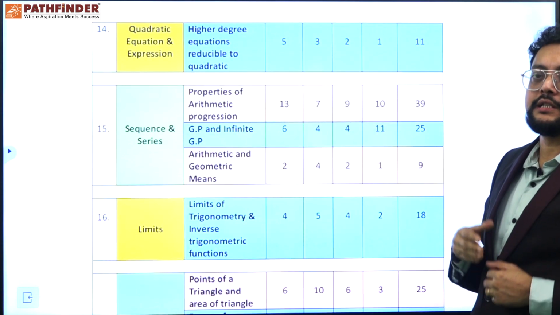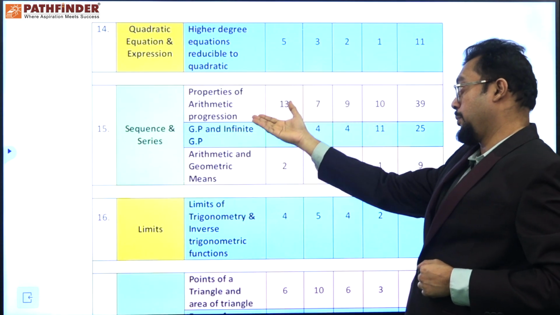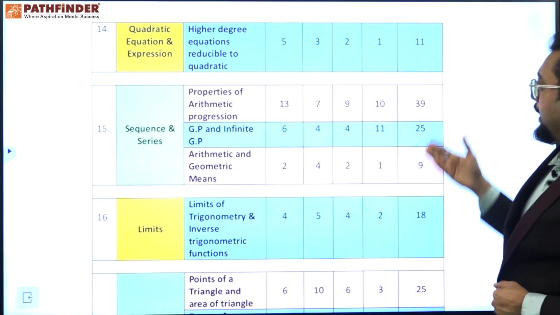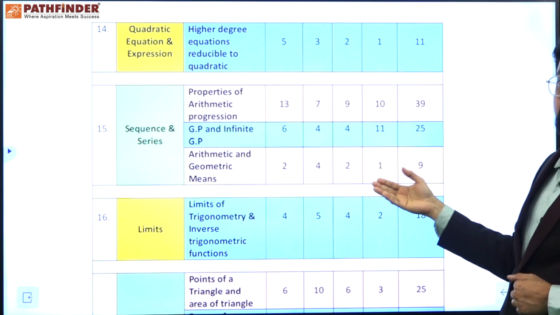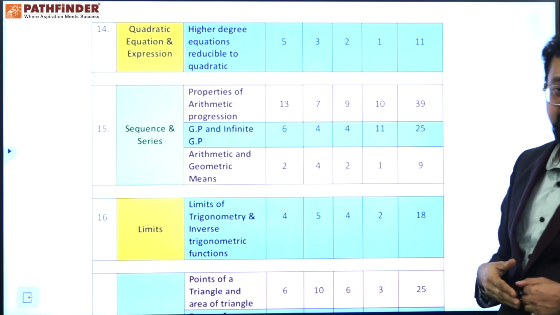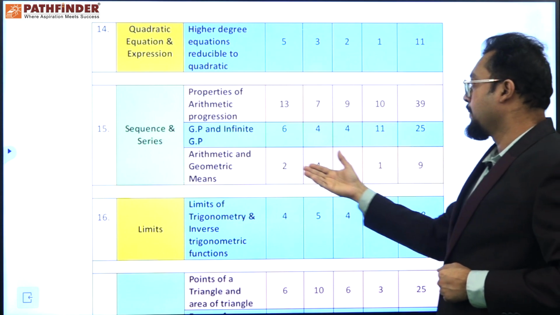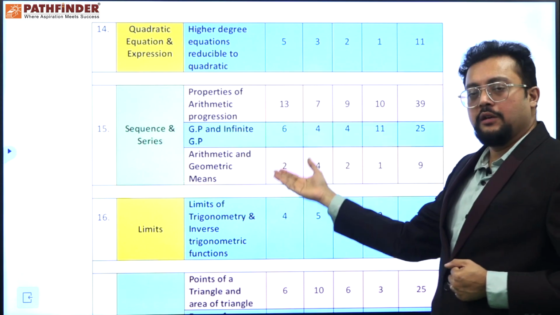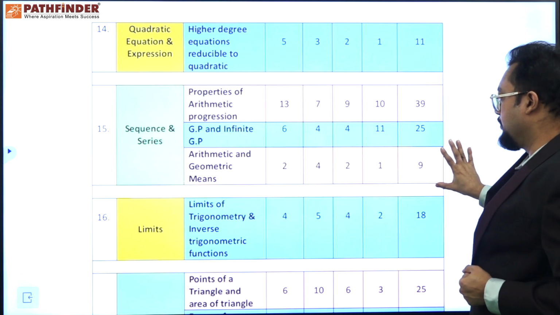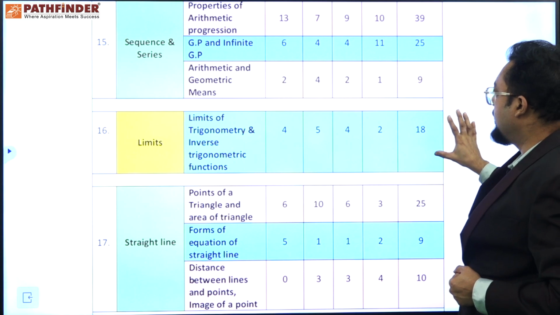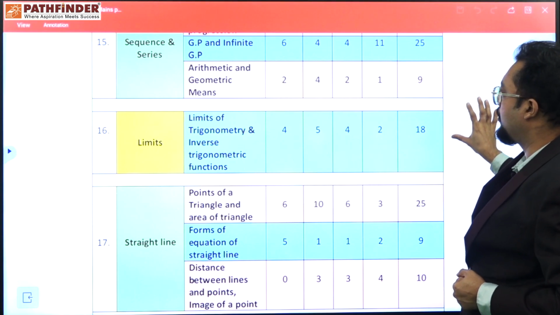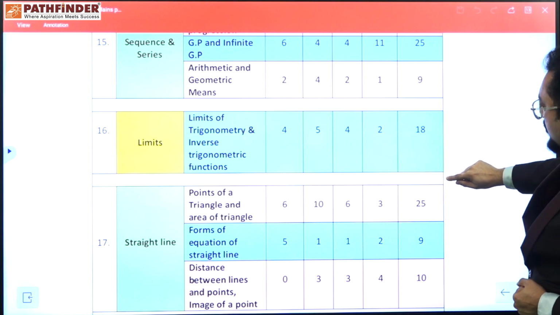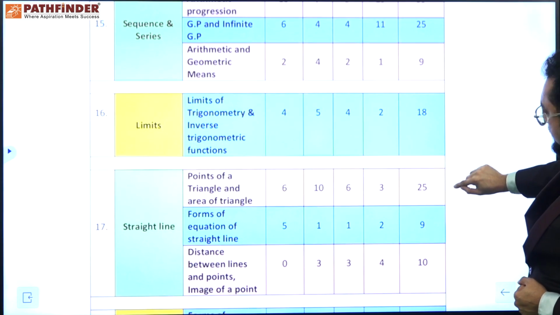In sequence and series, the most questions come. Properties of arithmetic progression, they are 39 in number. Geometric progression, infinite geometric series also 25, quite heavy in proportion, I would say. And then the arithmetic mean, geometric mean, AM-GM inequality, those are also pretty important. Limits, generally they ask straightforward limit problems from trigonometry and inverse trigonometry.